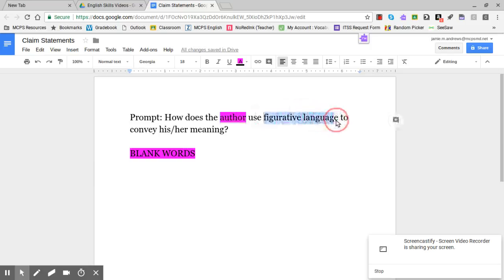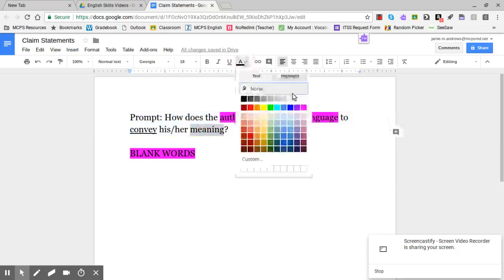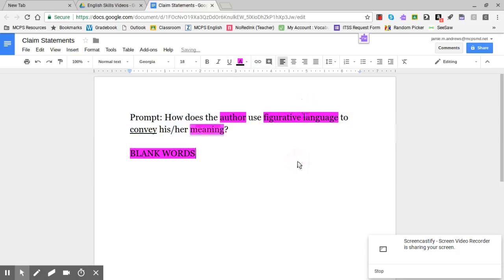Figurative language. We can be specific when it comes to the figurative language. What are we talking about? Are we talking about metaphors? Are we talking about rhetorical questions? Are we talking about allusions? Are we talking about repetition, parallelism? To convey is a great analysis verb, so we can keep it. But meaning can be specific. What exactly is his meaning?